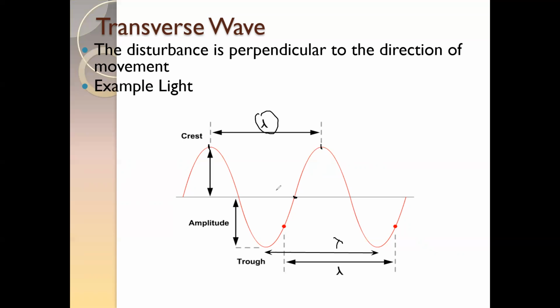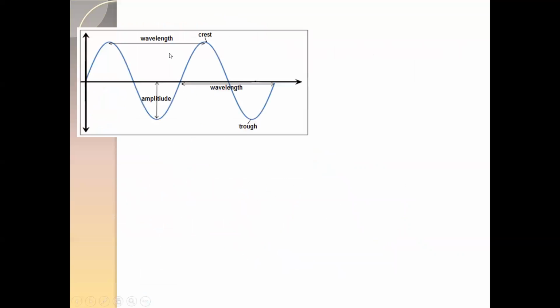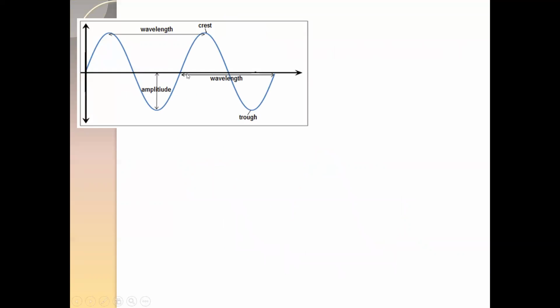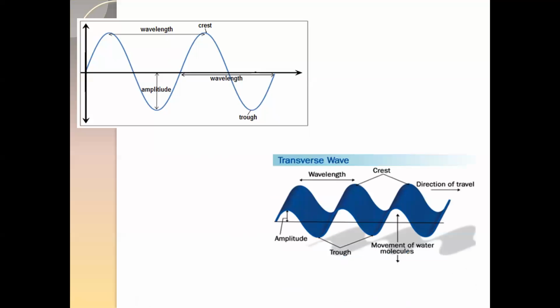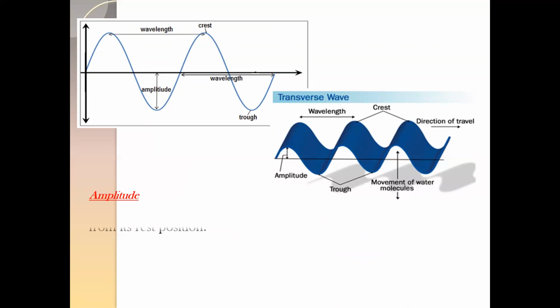For example, if this is the starting point of the wave and this is the ending point of the wave, then from start to end, the length of the one wave refers to a wavelength. So whenever you have a transverse wave, you should be able to label wavelength and amplitude.